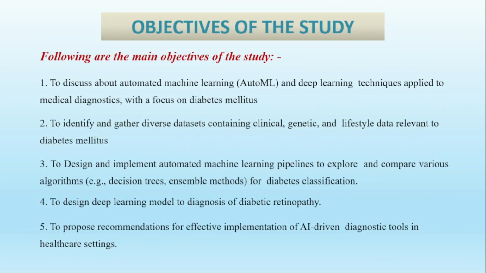Now, the following are the main objectives of the study. The first is to discuss AutoML and deep learning techniques applied to medical diagnosis with a focus on diabetes mellitus, and to identify and gather diverse data sets containing clinical, genetic, and lifestyle data relevant to diabetes mellitus, to design and implement automated machine learning pipelines to explore and compare various types of algorithms like decision tree and ensemble methods for diabetes classification, and to design a deep learning model for diagnosis of diabetic retinopathy.